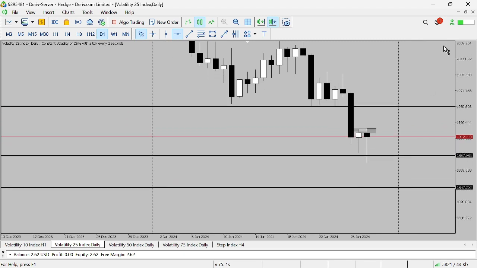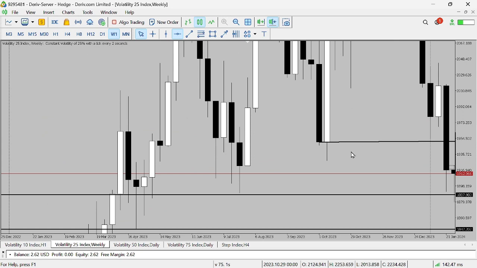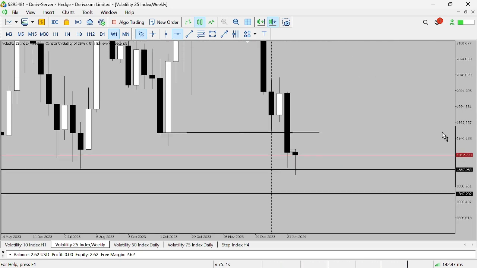So let's see how the candle closes. I would really love to see it closing or breaking that high. So that's all for VIX 25. Okay. Any questions?